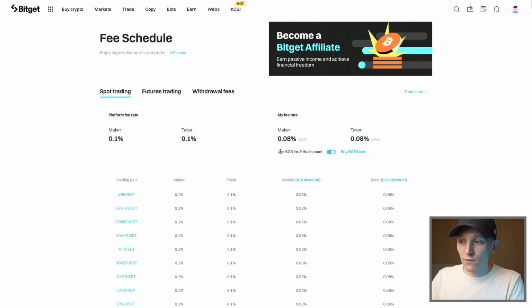Now, BGB is a risk asset. It may go up or down in value more than 20% at any given time. So make the decision whether it's important for you to get that discount or not. You may get a much bigger discount if it goes up. It may be much smaller if it goes down, but you can make your own decision there if you want that 20% discount.